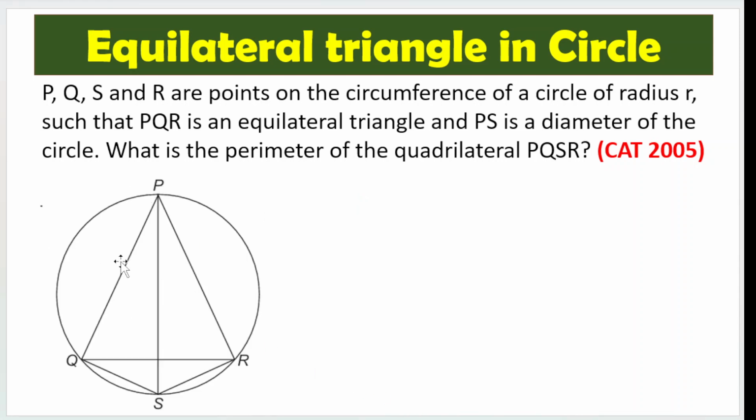Now, here we are given PQR is an equilateral triangle. What does that mean? This angle is 60 degrees. Similarly, this angle is 60 degrees and this angle is 60 degrees. Now, PS is actually the diameter. Here, because this is an equilateral triangle, this angle is 60 degrees, this is 60 and this is also 60.